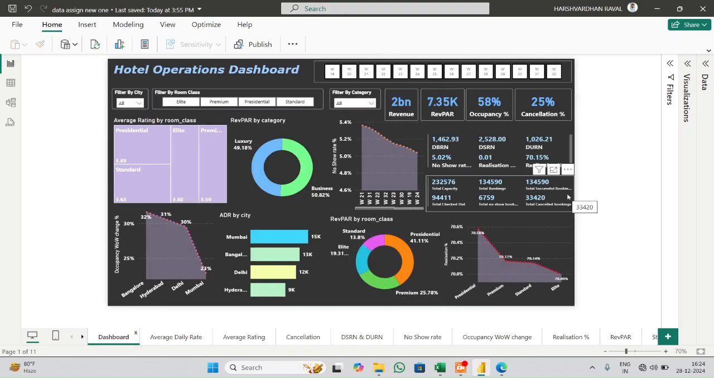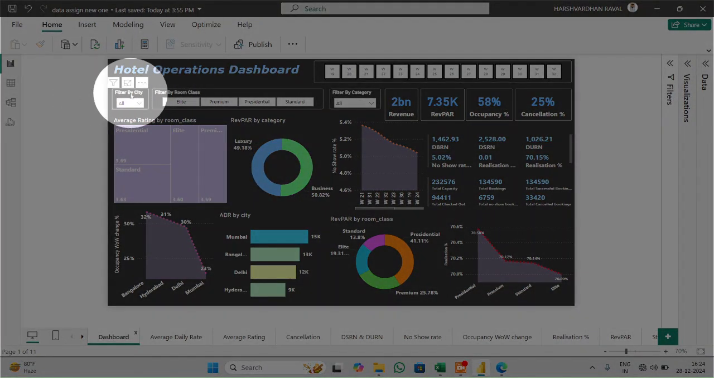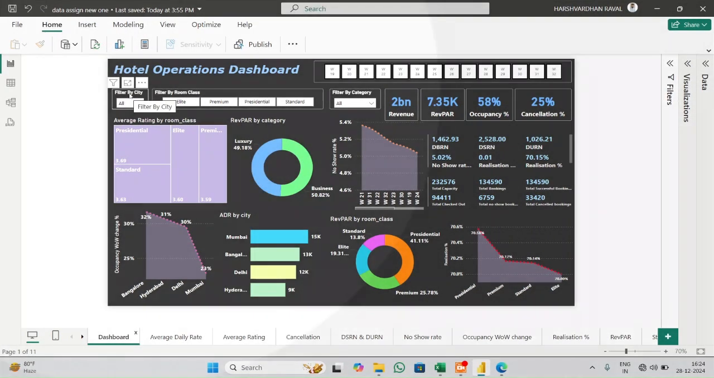Like here you can see, I have created a filter by city. If you want to see data of Mumbai or data of Hyderabad, you can filter by this. Again, room class: you want to see the data of presidential room, which is the highest, RT4, elite room, etc. You can filter by category, like business and luxury, and you can also filter by week. So these are all the filters.